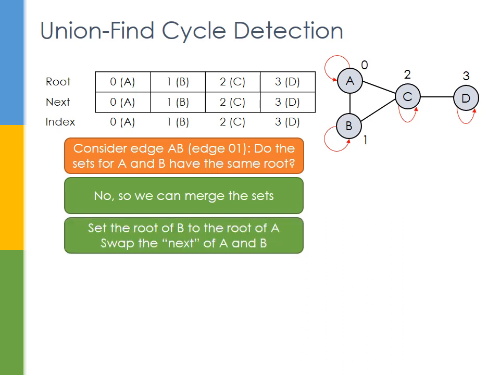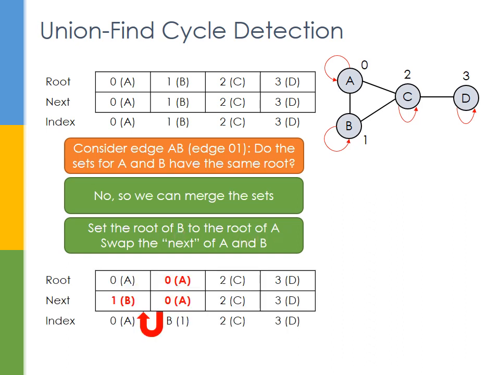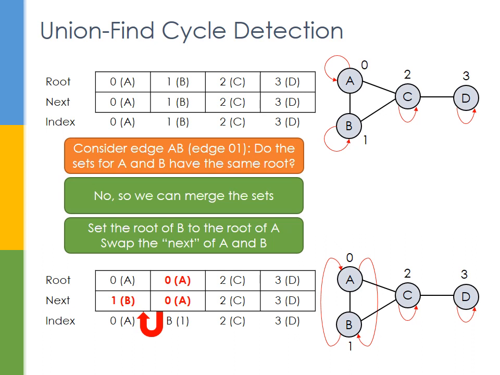So we do this by setting the root of B to the root of A, which we've done over here. So now the root of B is the same as the root for A, and we need to swap the next values for A and B. So in other words, these two values need to swap, and you can see that that's what we've done over here. All right, so what does this look like then in terms of our actual graph?